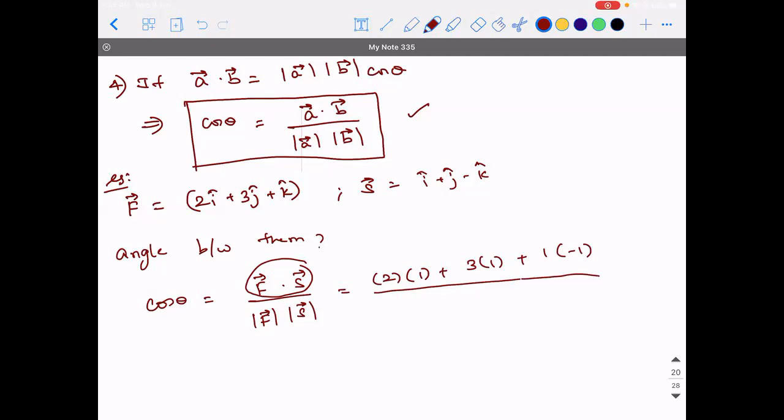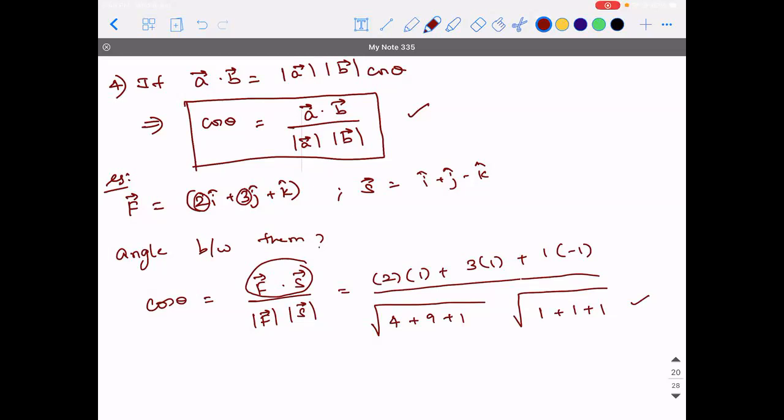Wait, this is the point I forgot to mention yesterday. The magnitude of any vector is the square root of the sum of the squares of these values. Why is it so? I'll explain it now. 4 plus 9 plus 1. Similarly, you tell me what will be the magnitude of S vector. Square root of 1 plus 1 plus 1. Guys, tell me if you have understood the denominator part alone. Why the magnitude is calculated like that, I'll explain it.